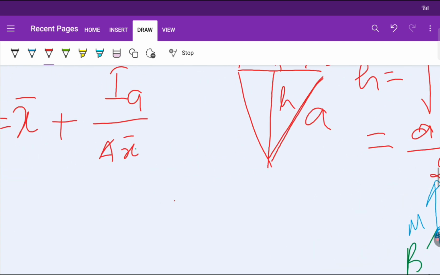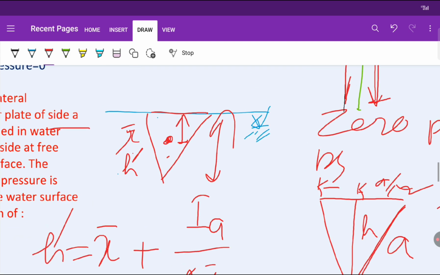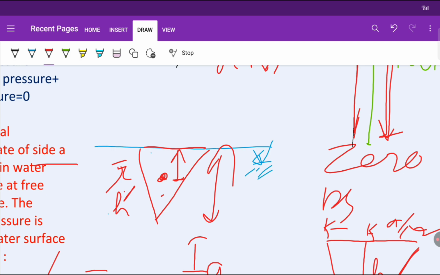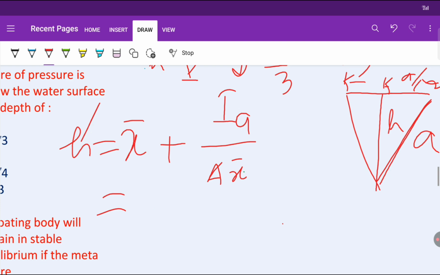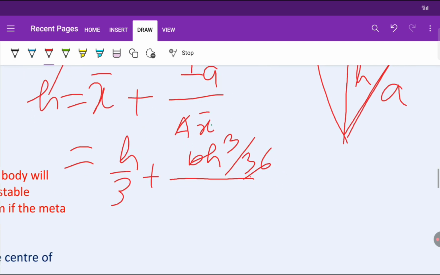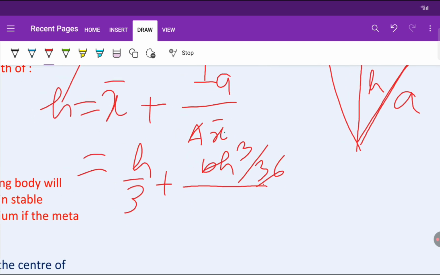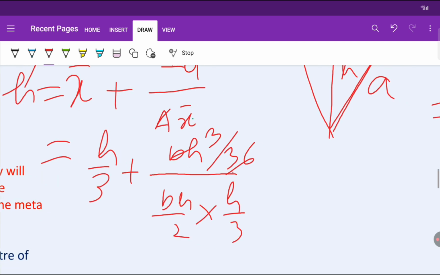So now if I want to calculate the center of pressure, here x bar is equal to H by 3, right? From the base we have H by 3, and if I want to calculate from the apex, then we will have twice H upon 3. But in this case we are referring to the top surface, the free water surface, so we'll have H upon 3, right? Plus I of G. So I about G will be B H cube upon 36, and here A x bar, where A is B H upon 2, into x bar, that is H by 3.